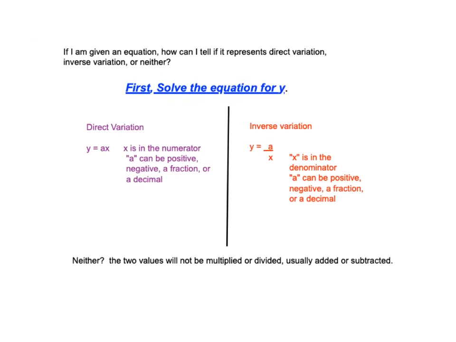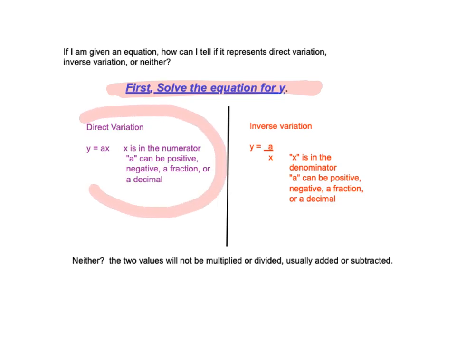Okay, so the next thing we're going to look at is if I am just given an equation, how can I tell if it represents direct variation, inverse variation, or neither? The important thing to remember here is, just like anytime we write an equation, we usually have y all by itself. Same thing. Solve for y first. So we want to have y equals something. That's the first thing we're going to do.